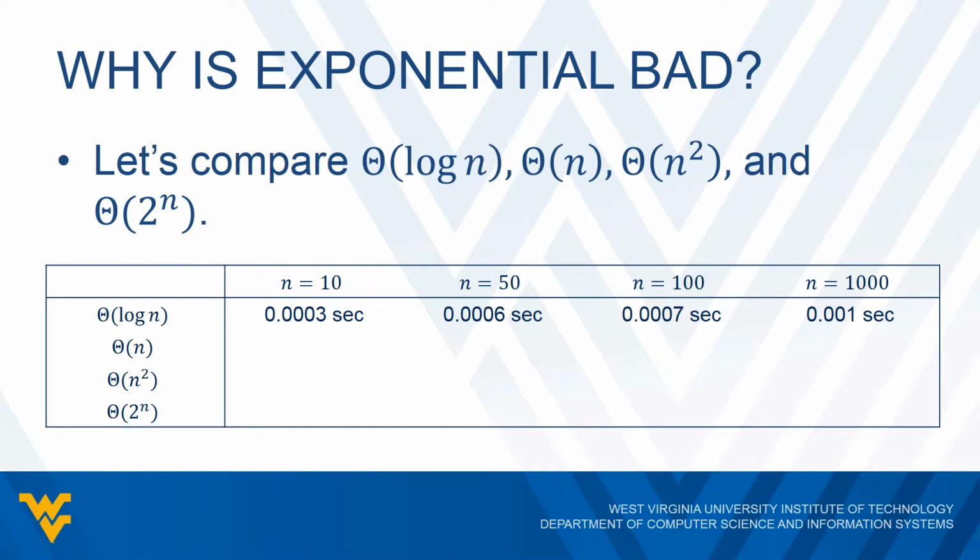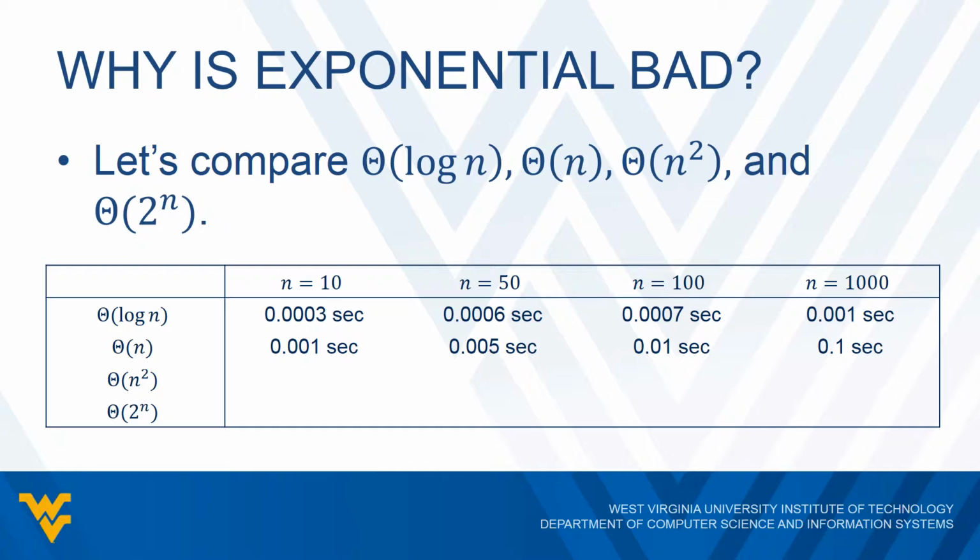Let's take a look at what happens with theta log n as we increase the value of n. So when n is 10, theta log n is going to be 0.0003 seconds. When n is 50, it's going to be 0.0006 seconds. When n is 100, it's going to be 0.0007 seconds. And then when n is 1,000, it's going to be about 0.001 seconds. So no real issues at all. This is really fast. Log n is really good.